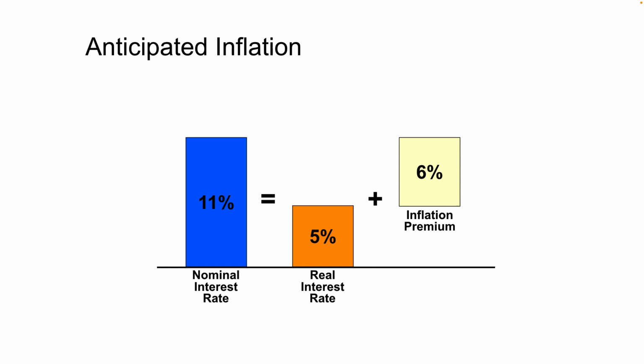So here you go. Here's another example. If this lender wants to earn 5%, but they think that over the life of the loan, inflation is going to be 6%, they're going to add that 6% on top, and they're actually going to charge 11%.